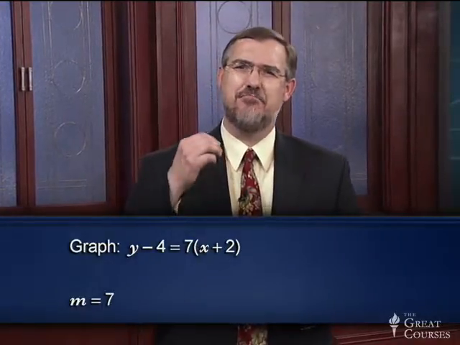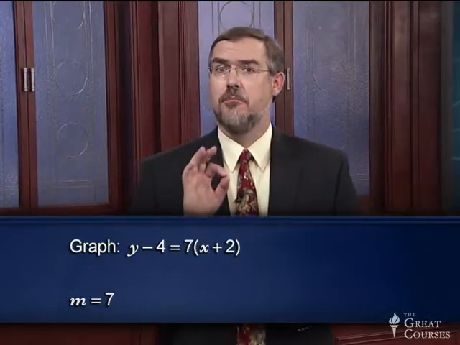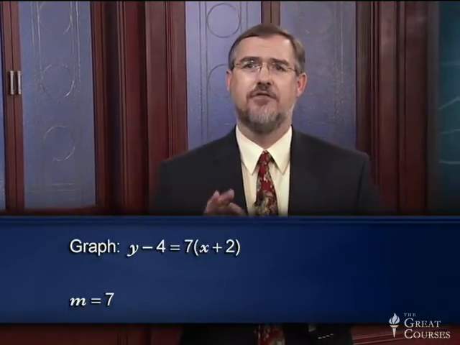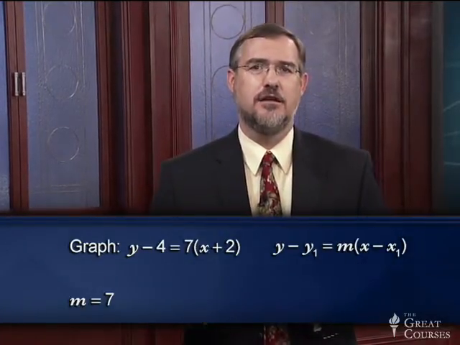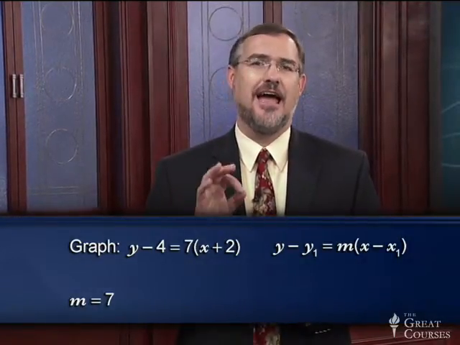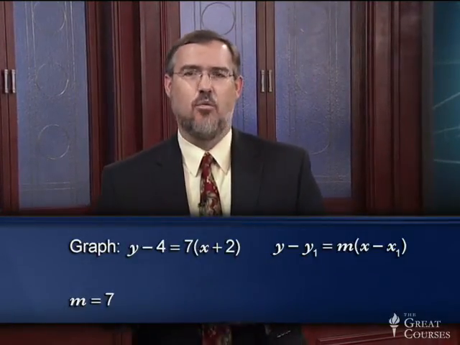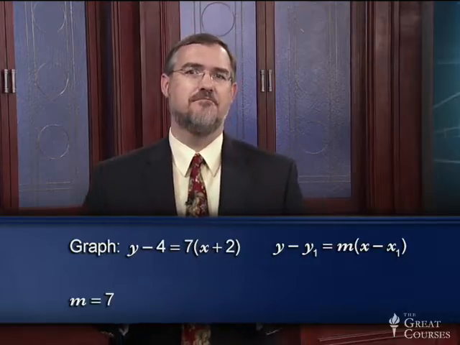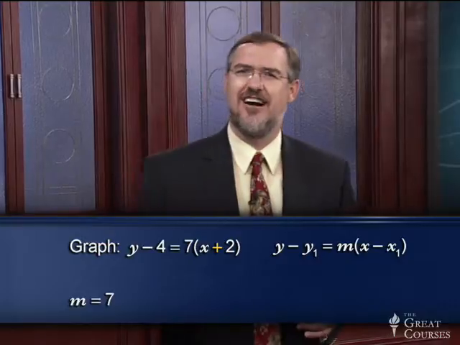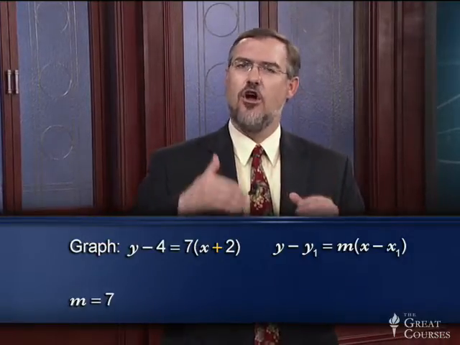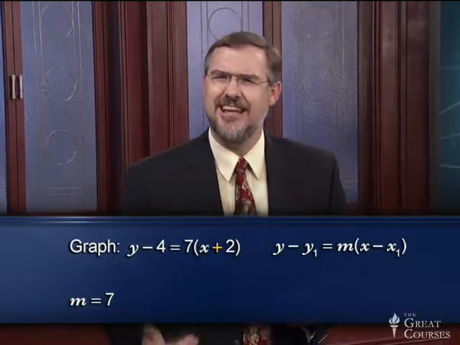Well, it's because of that plus sign in the original equation. Remember, the point slope form of the equation of a line is y minus y1 equals m times x minus x1. It's not y minus y1 equals m times x plus x1. You see the difference of the signs there inside the parentheses? The correct equation has a minus sign in it. Our equation has a plus sign in it.